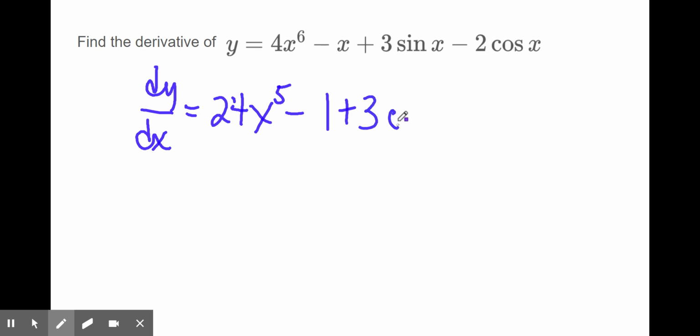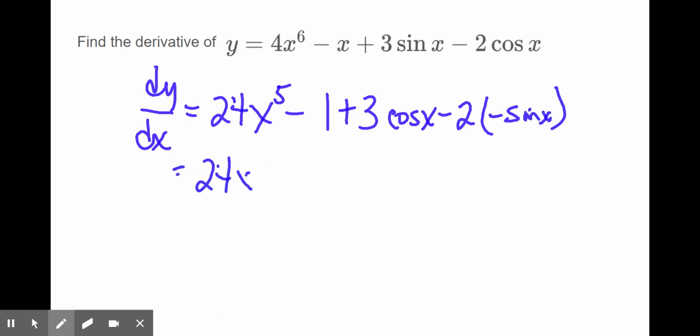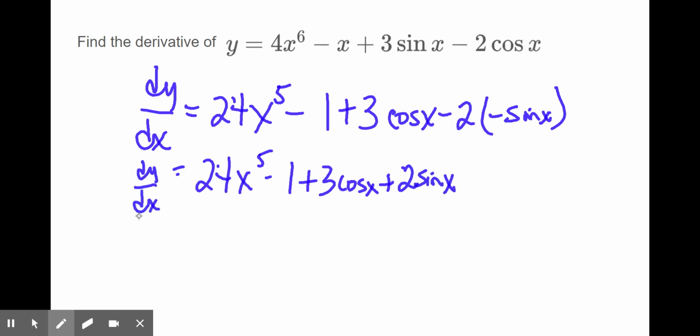The derivative of sine x is just cosine x. You literally replace sine x with cosine x. Minus 2, the derivative of cosine x is minus sine x. And you're going to have 24x to the 5th plus 1 plus 3 cosine x plus 2 sine x. And that is your derivative with respect to x. And there's your answer. Okay, you're all done.